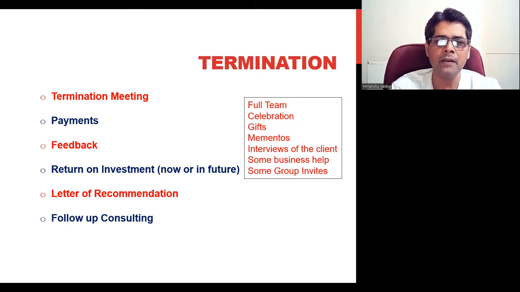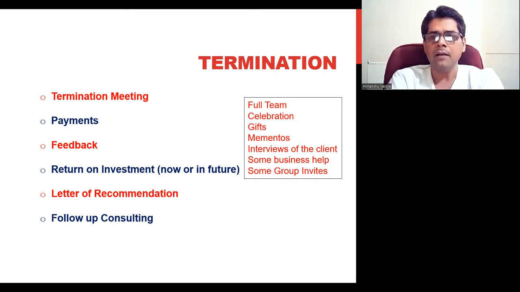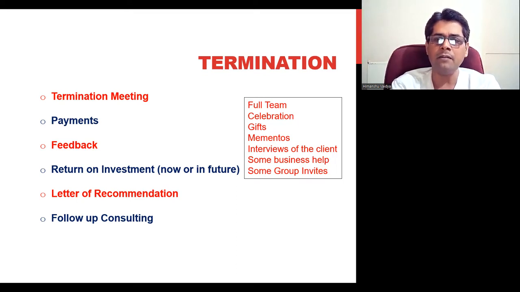In the termination meeting, make sure if any payment is pending, you get the payment cleared. Any feedback is to be given or to be taken from the client, give it or take it. Tell the client indirectly the return on investment now or in future on the assignment. Make sure the client feels he has got a very good return on investment by giving you the assignment. Get a letter of recommendation from the client, which will be useful for future bidding. Request the client for follow-up consulting or reference to other clients.